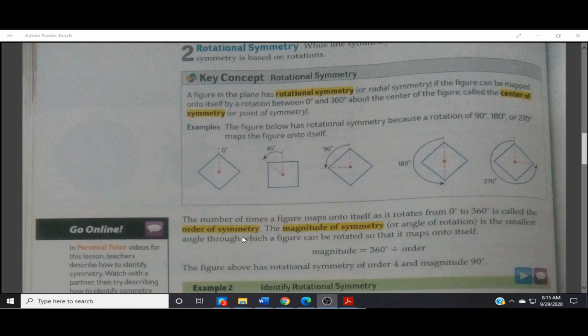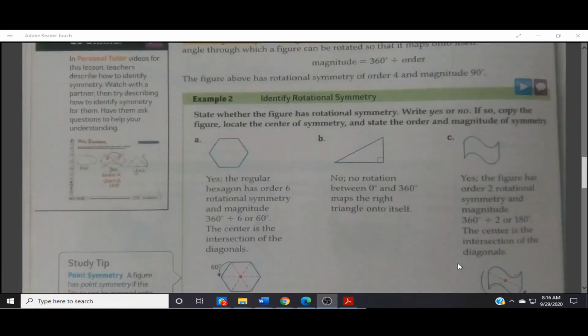Now magnitude is just 360 degrees divided by that 4. It tells us the smallest angle we can rotate by. And that is a magnitude of 90 degrees, right? 360 divided by 4 is 90. Looking at these examples, we can see this one, yes, is going to rotate 6 times. Each angle between these two is sufficient for it to rotate onto itself. That's 6 times, so that's an order of 6.